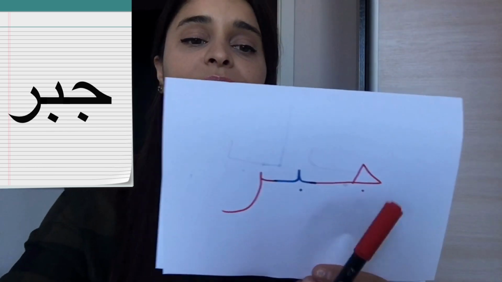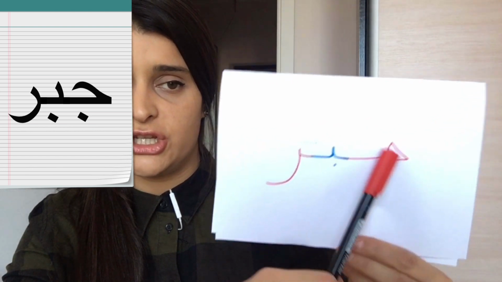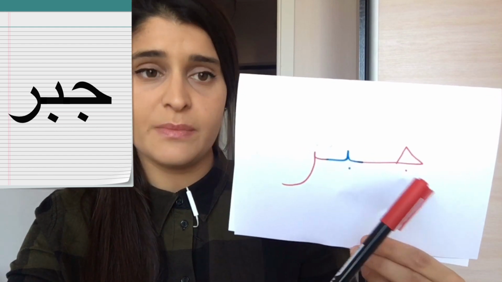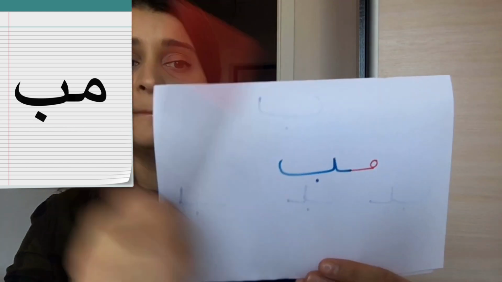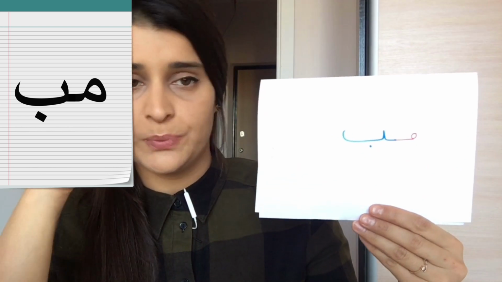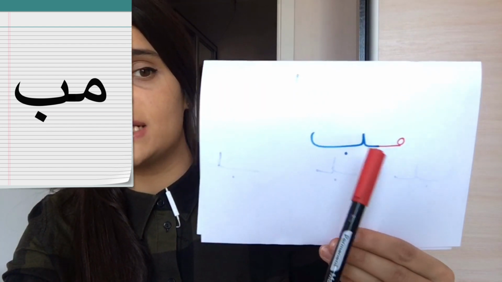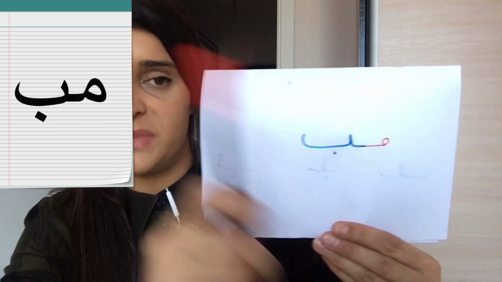Now let's look at how letter Ba looks in the middle of the word. As you can see here, J, B, R. This is letter Jim and this is letter Ra. Letter Ba gives its hand to letter Jim and to letter Ra. And in the end, Ma, B. This word doesn't have any meaning, I just wanted you to see how letter Ba looks in the end of the word. Ma, B. As you can see, letter Ba gives its hand to letter Mim.